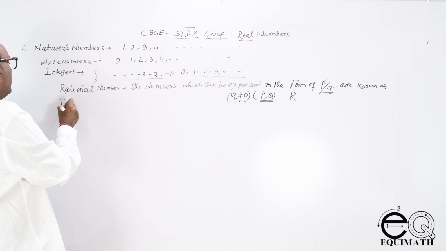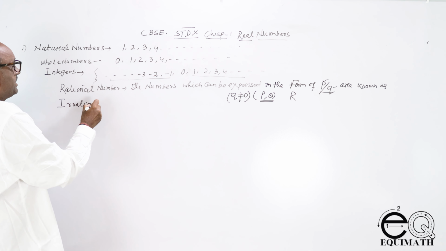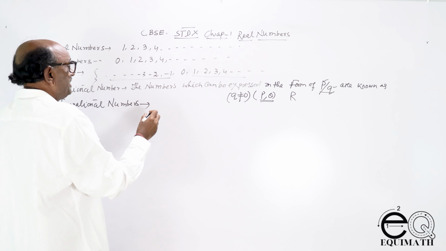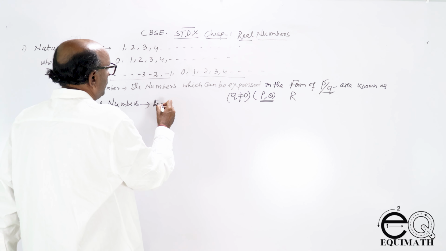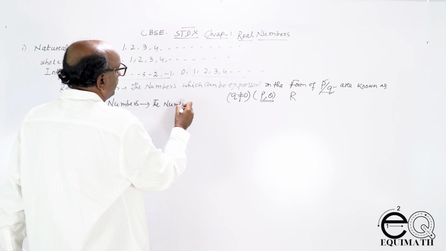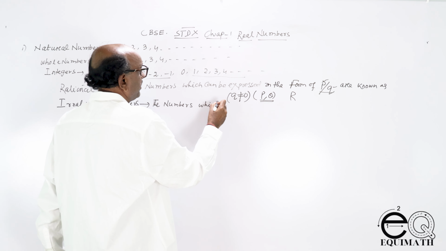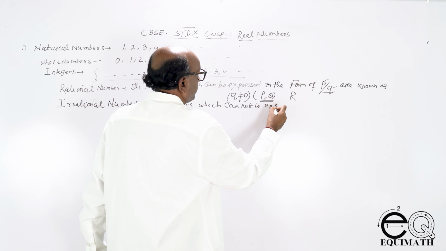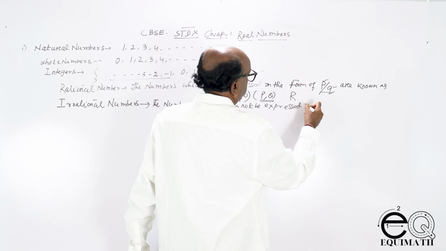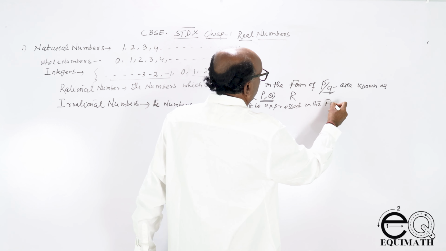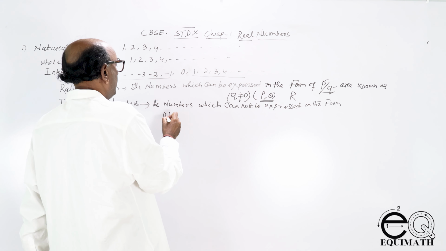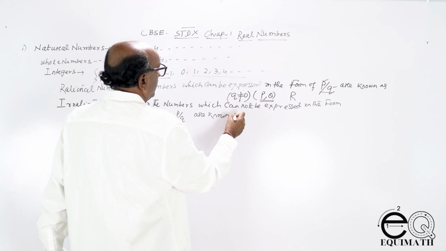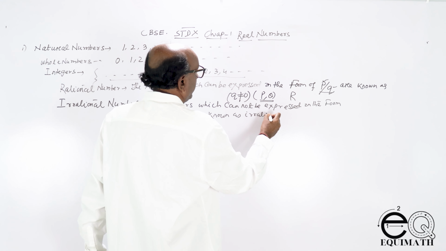Then irrational number. The numbers which cannot be expressed in the form of P by Q are known as irrational numbers. Clear?